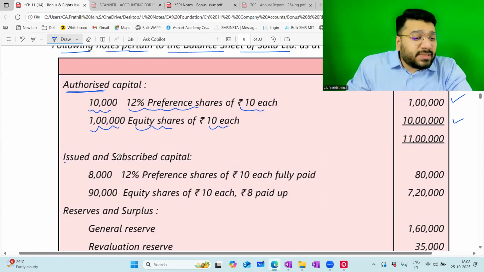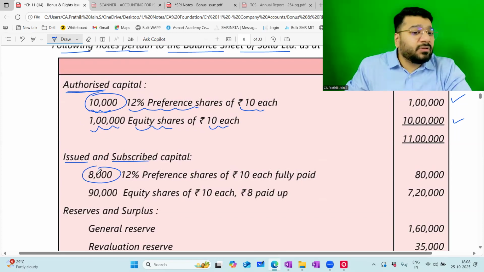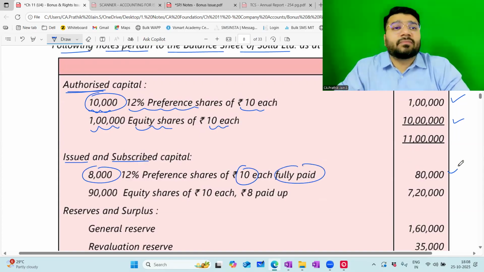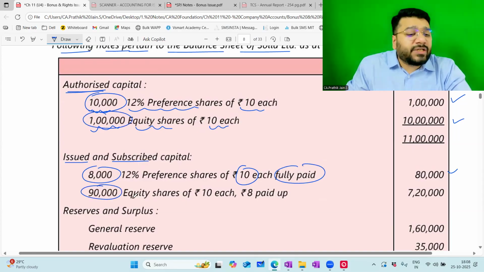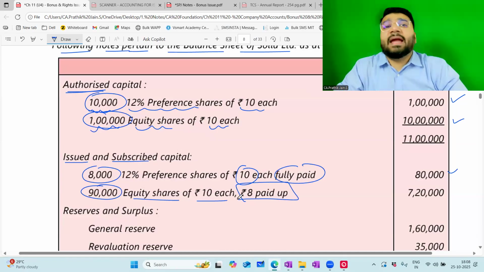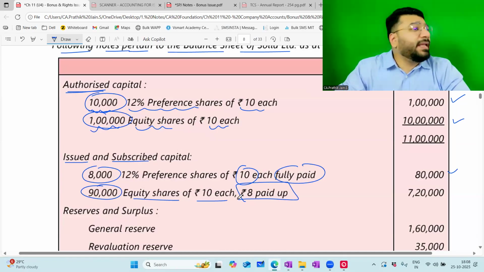Out of that, how much is issued and subscribed? Out of 10,000 preference shares, 8,000 preference shares are issued of 10 each, and all are fully paid. Any problem? No problem. Out of 1 lakh equity shares, 90,000 equity shares are issued of 10 each, but 8 paid up. Any problem? Is there any calls in arrears?